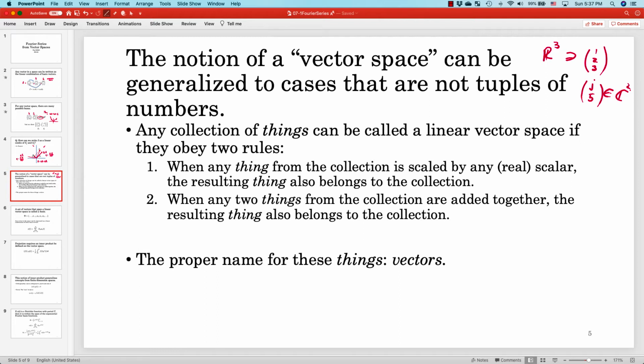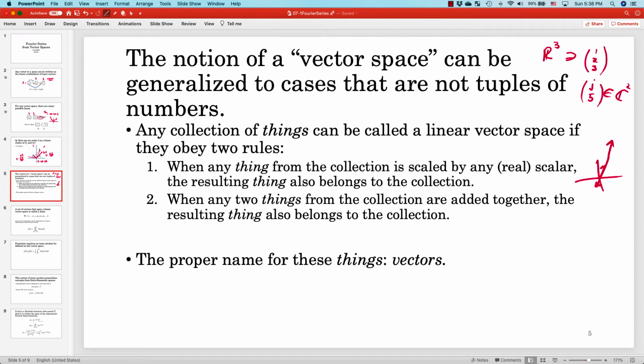And the first one is if you pick a thing from that collection and you scale it by, say, a real number, then the resulting thing has to also be in the collection. Okay, so this works in R2 because if you take any vector in R2 and you scale it by any real number, you will get another vector in R2. Okay, so we say that linear vector spaces are closed under scalar multiplication.